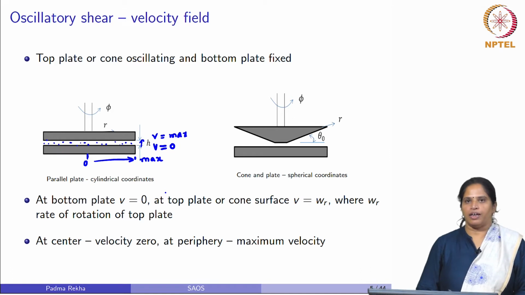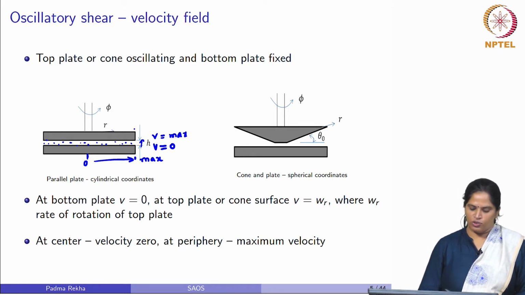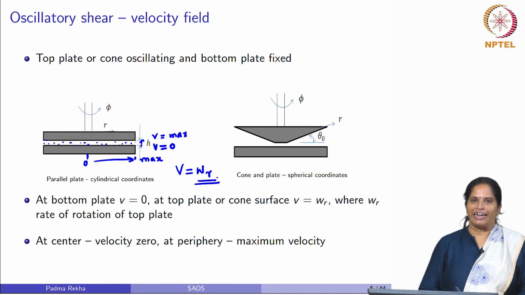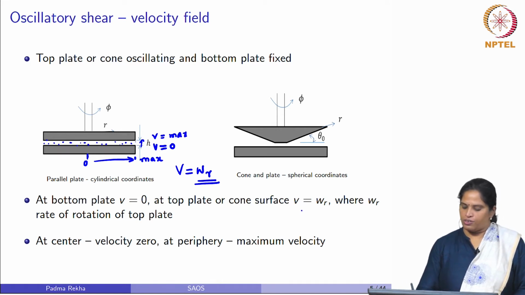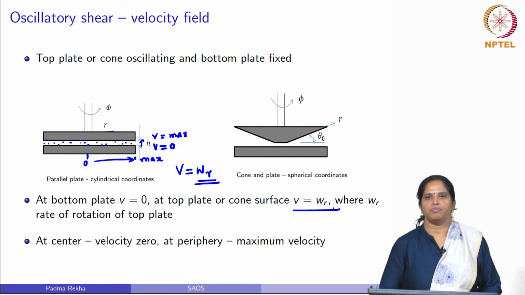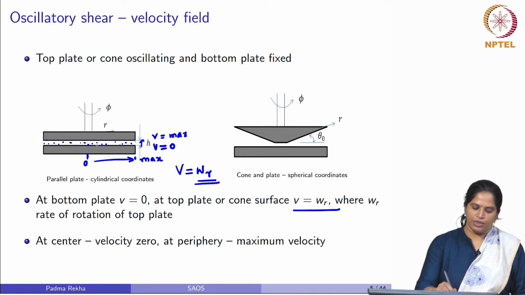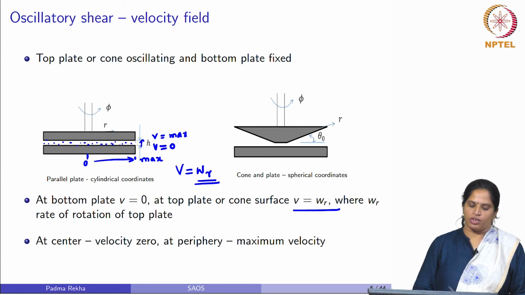You can see that the velocity of a particle is not uniform. The velocity of a particle at the periphery can be given by V equal to omega R, where omega is the rate of rotation of the top plate. So, the particles between the 2 plates are not subjected to a uniform motion. It will be maximum at the periphery and 0 at the center.